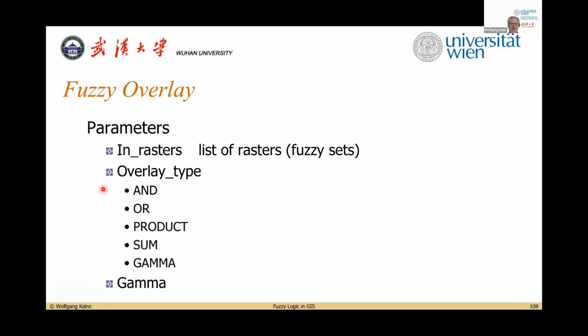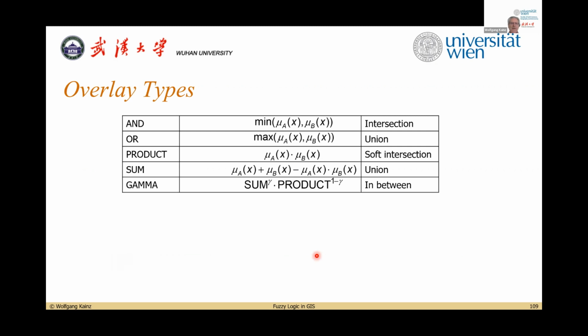Overlay types: you can have an AND, an OR, a product, a sum, and what they call gamma. Now, the AND and OR are pretty straightforward. The AND would be the intersection, the OR would be the union. The product is also an intersection operator. The sum is a kind of union operator, and with gamma you can achieve things in between, but I will show you in a minute.